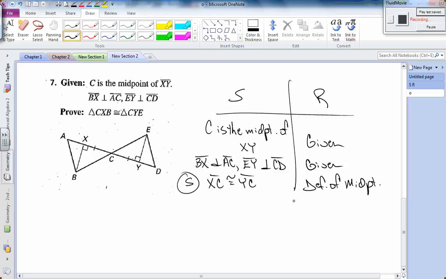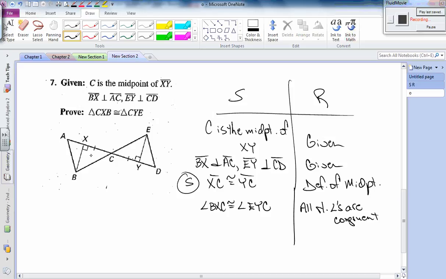So what we're going to say, and this is a little bit of a fudge, we're going to say that angle BXC is congruent to angle EYC. Okay, and we're going to say that's because all right angles are congruent. Now the reason we're fudging this a little bit is because we would have to say by definition of perpendicular these would be right angles, and then add in that all right angles are congruent.